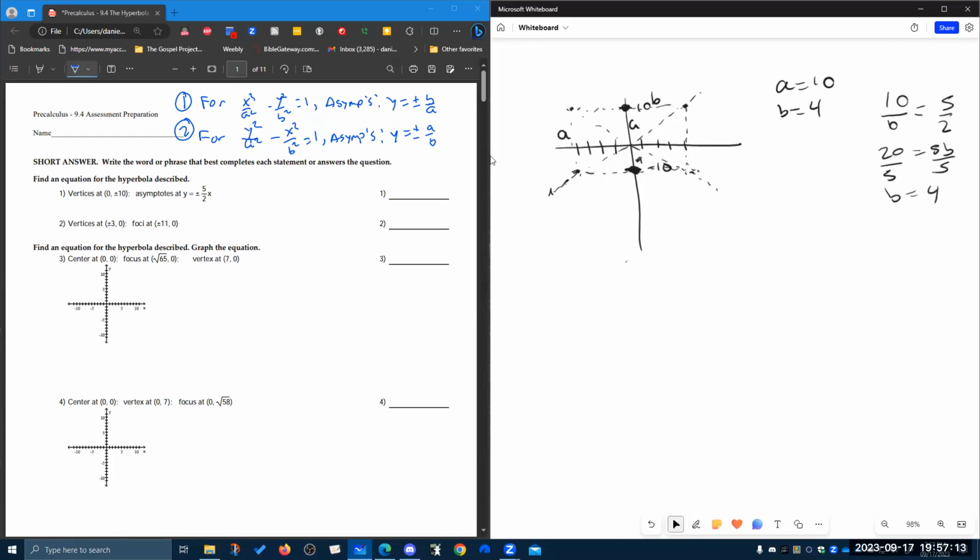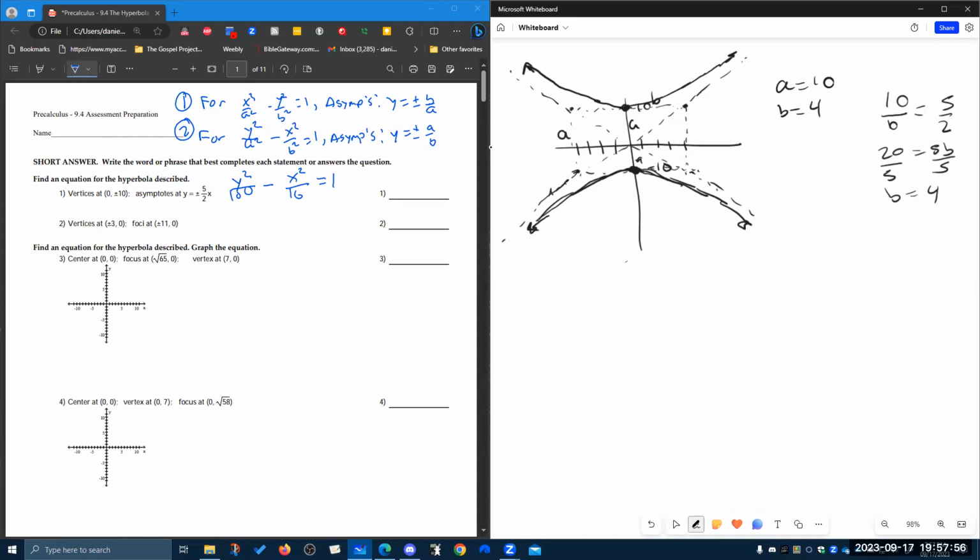to 4. So to write this equation here is going to be y squared over 10 squared, which is 100, minus x squared over 4 squared, which is 16, is equal to 1. And keep going here, here, and here, and here, and these pieces of the hyperbola approach these asymptotes. Like so.